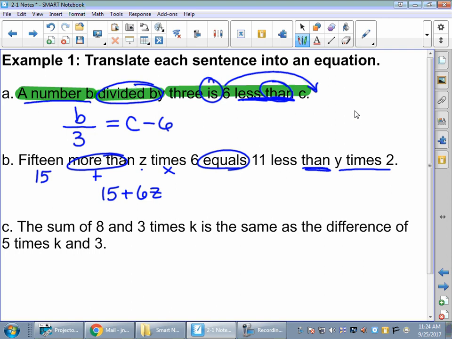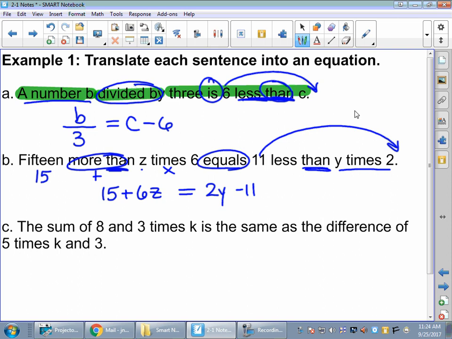Technically speaking, this has that than as well. So technically speaking, we should have these two flip-flopped. We should have 6z plus 15. But because of the commutative property that we learned about last chapter, order really doesn't matter for addition. So this is okay as well. Equals 11 less than y times 2. So 2y minus 11. The 11 definitely has to be after the 2y.